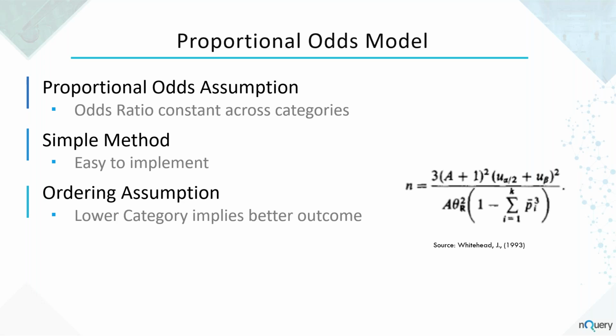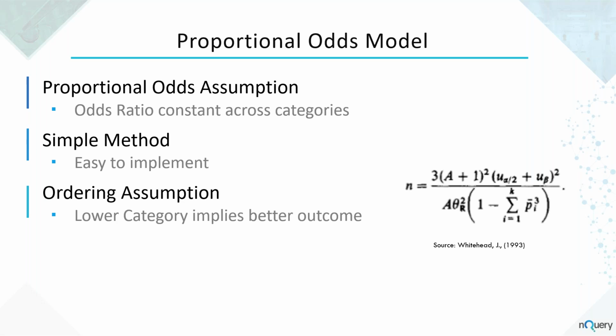So here I'm just referring to the proportional odds model, which was proposed by Whitehead in his 1993 paper, which is included in the references at the end of this presentation. It's just based on analyzing the log odds ratio of the proportion of responses in each of the categories under the assumption of proportional odds.